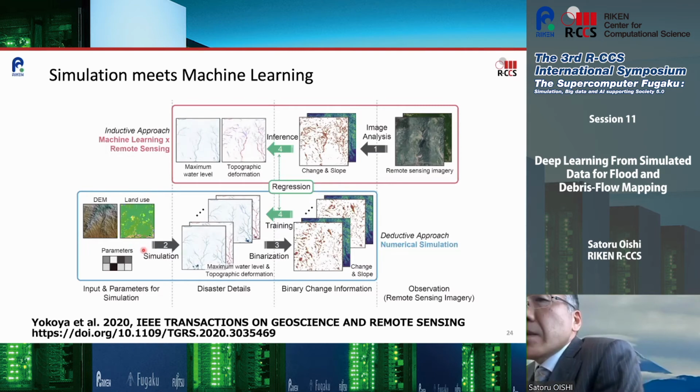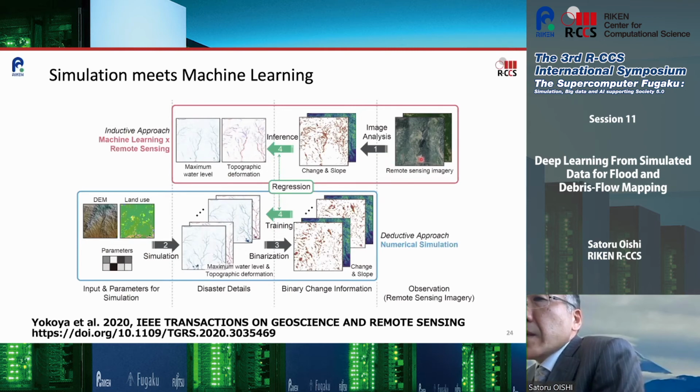So we did that by using the K-computer, and we apply that kind of system to Fugaku. So the strategy is here. We put in the DEM and land use, and we set the parameters randomly, changing them simulation by simulation. Then we simulate the maximum water level and the topographic deformation, and those numerics are kept. Then we binarize the change of the topography as a satellite image. So we annotate that binarization and the maximum water level for using in the training. And so we train the deep learning.